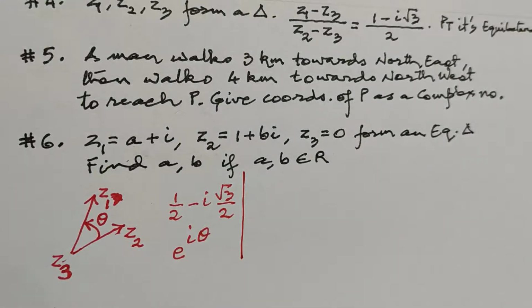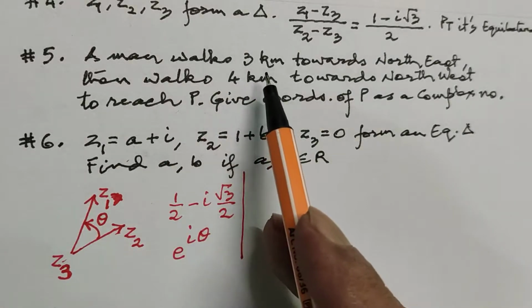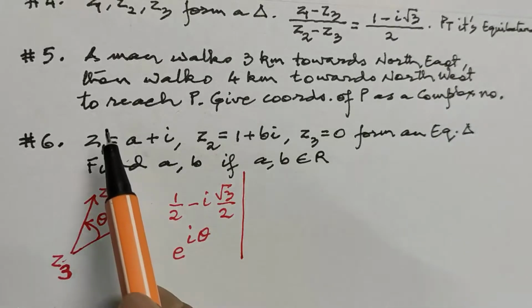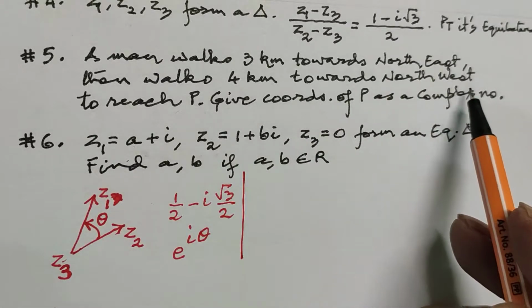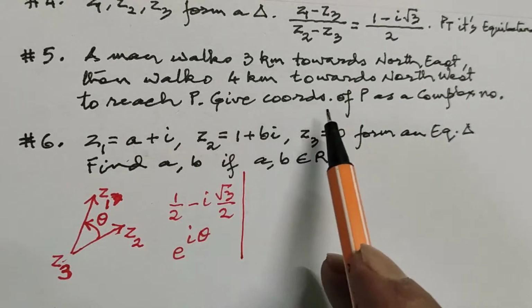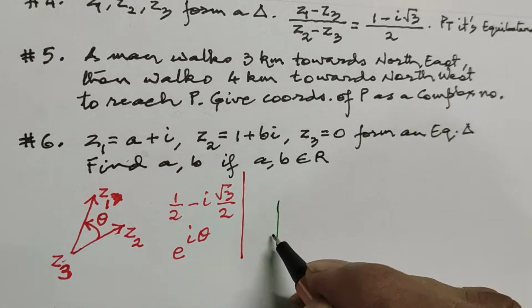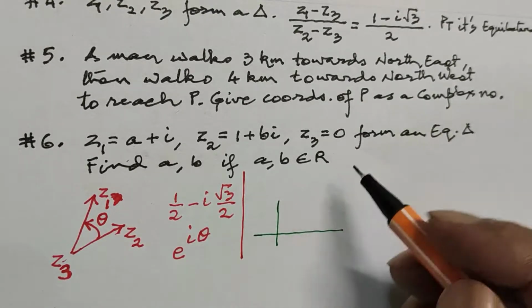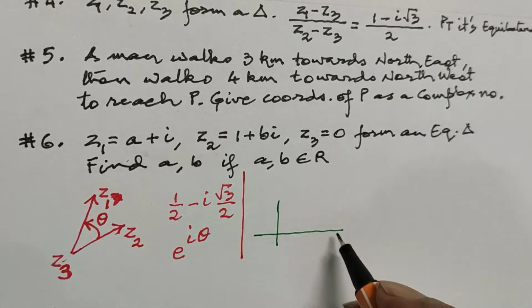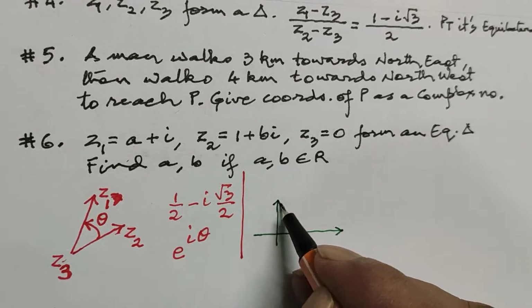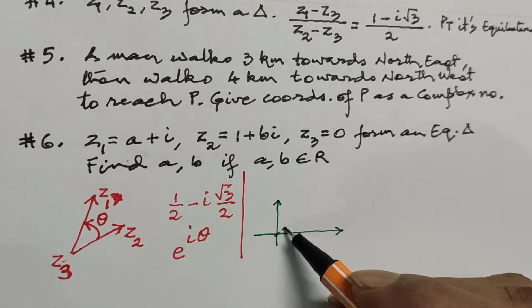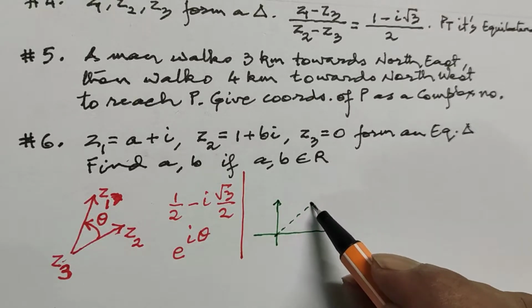Look at the question. A man walks 3 kilometers towards northeast, then walks 4 kilometers towards northwest to reach P. Give coordinates of P as a complex number. Let's take this as an origin. Northeast means this is east and this is north. So northeast is 45 degree. He walks here up to here, 3.